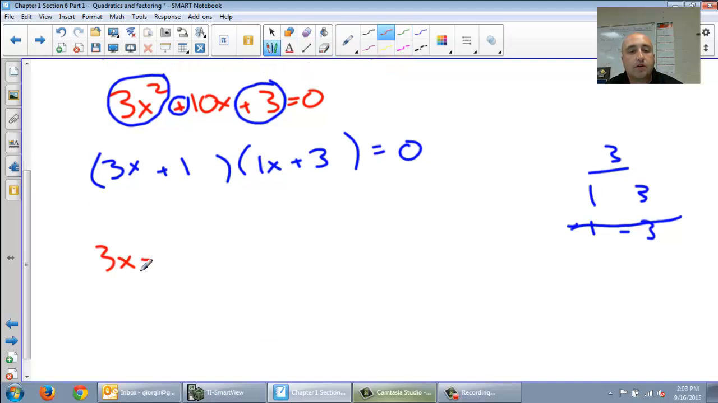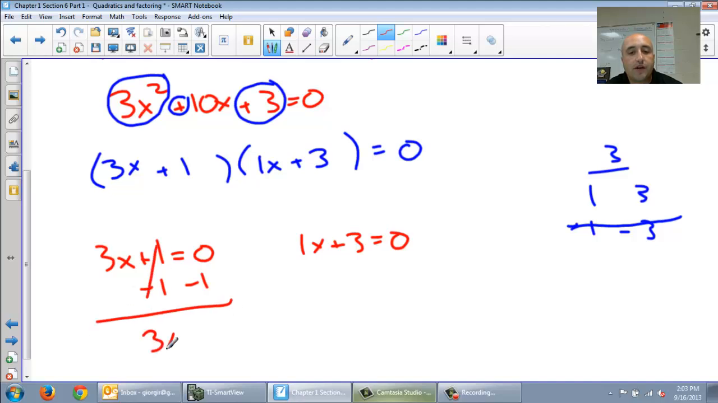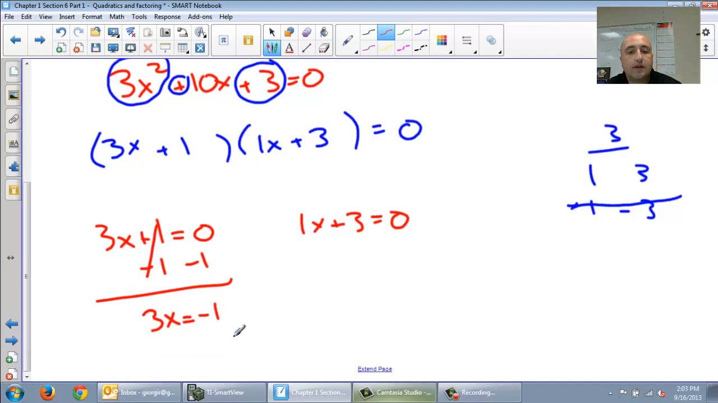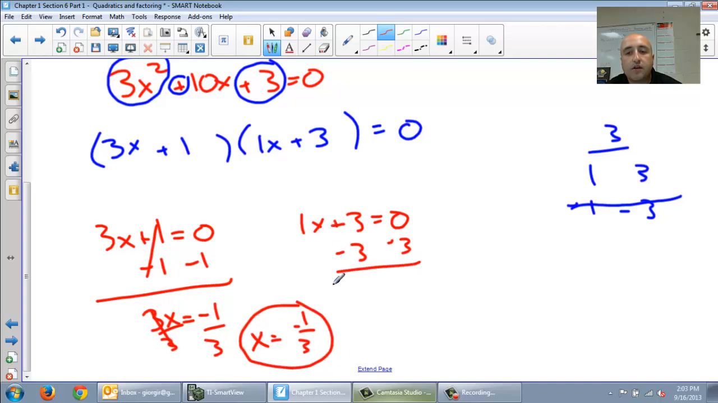So 3x plus 1 equals 0, and 1x plus 3 equals 0, and solve each of these. So subtract 1, 3x equals negative 1, divide by 3, x equals negative 1/3, 3's cancel. So there's one answer, and then this one is easy, just subtract 3, so x equals 0, take away 3, which is negative 3. So we have our two answers.